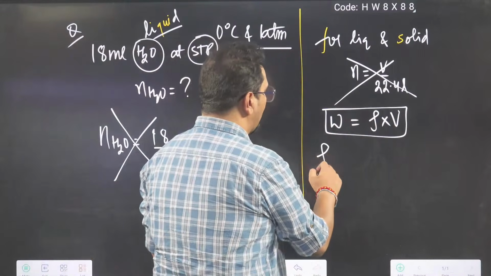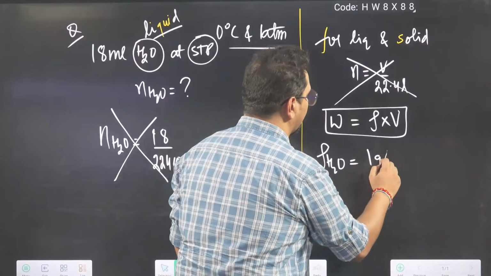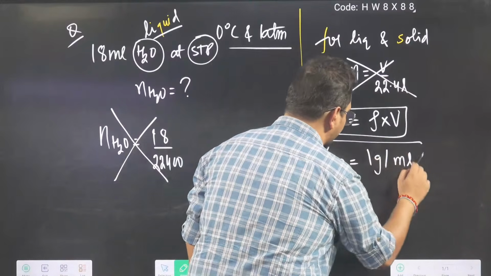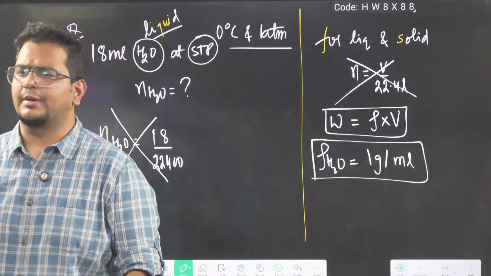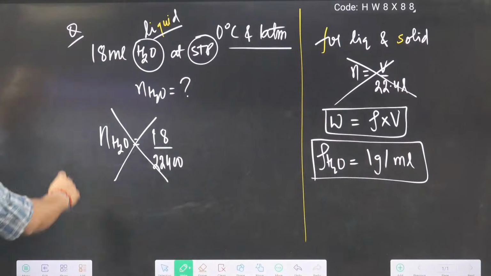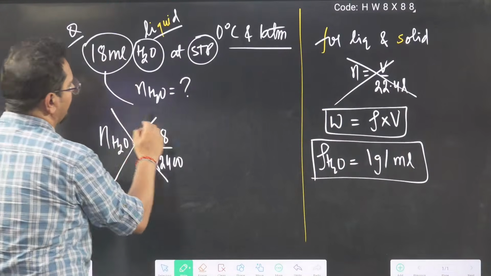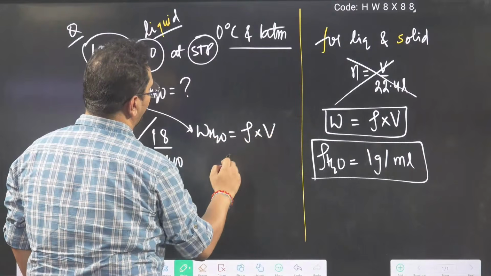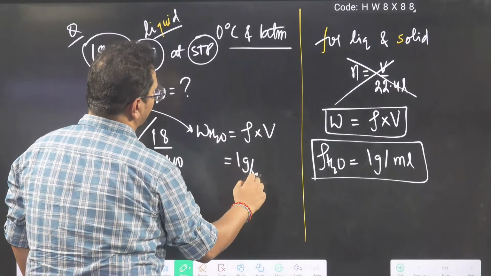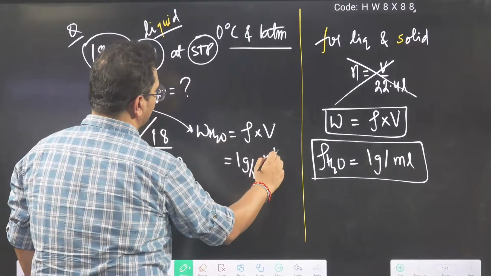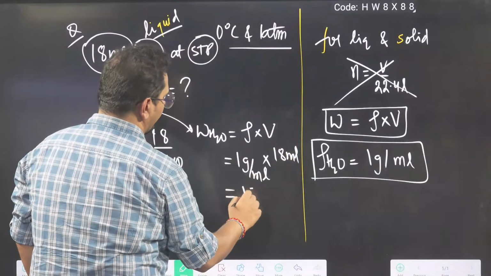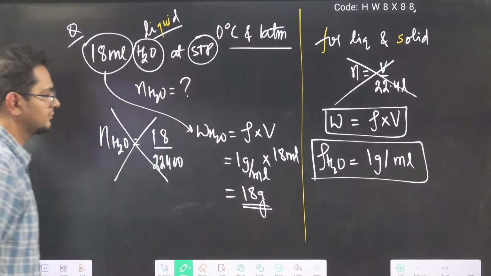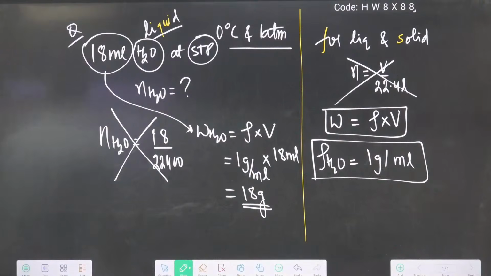And density of water, you should all remember from now till the end of NEET examination, at least, that density of water is 1 gram per ml. So when you get 18 ml of water, weight of water is density into volume, that is 1 gram per ml into 18 ml. So 18 gram will come.